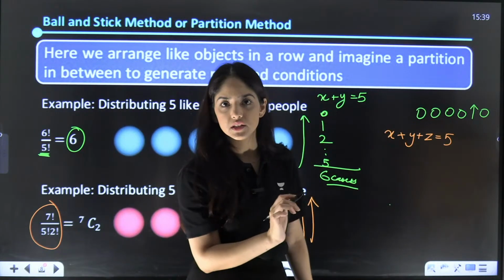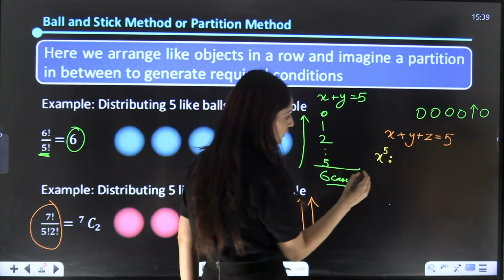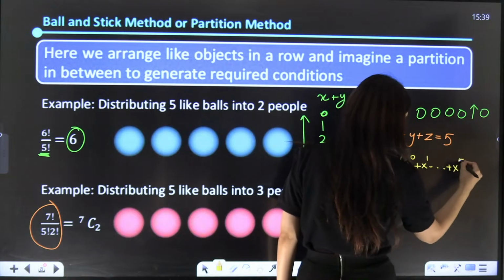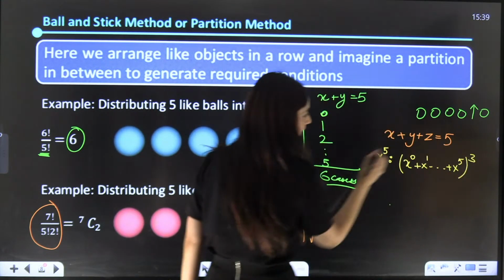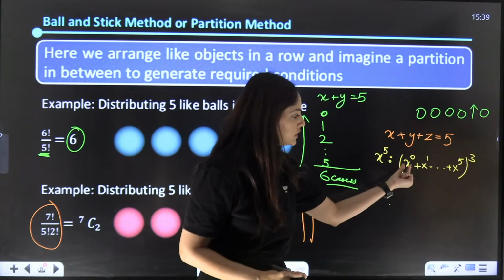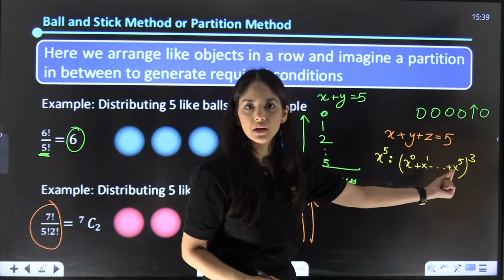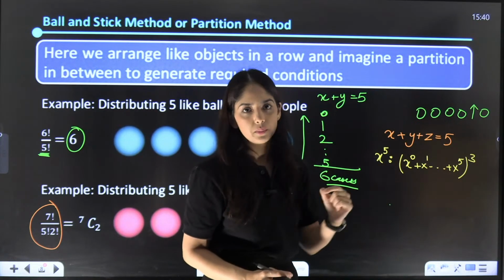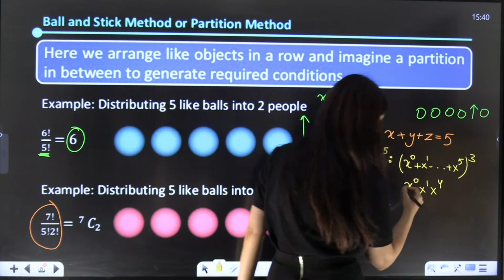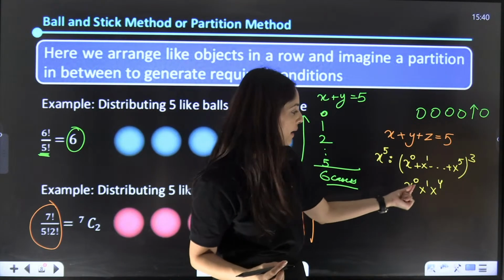x plus y plus z is equal to 5. We are saying we need the coefficient of x power 5 in x raised to power 0, x raised to power 1, up to x raised to power 5, the whole thing raised to power 3. Because we have 3 variables, we will multiply this 3 times. Now let's say we pick 0 from the first bracket, we pick 1 from the second bracket, and 4 from the third bracket. So we get one such term where the coefficient is 1 right now and the power of x is 5.